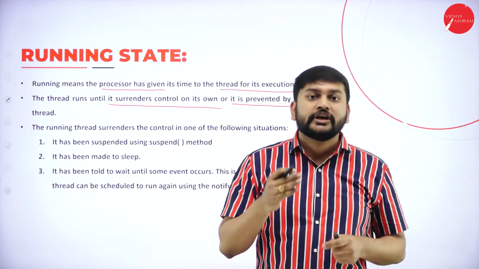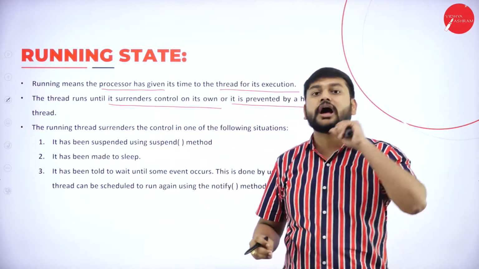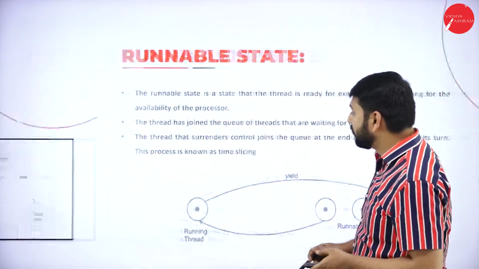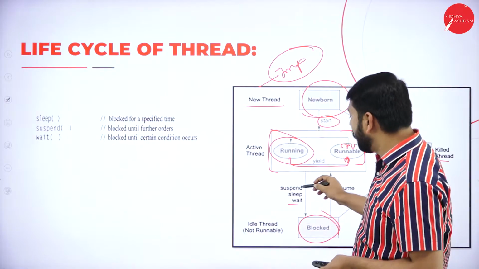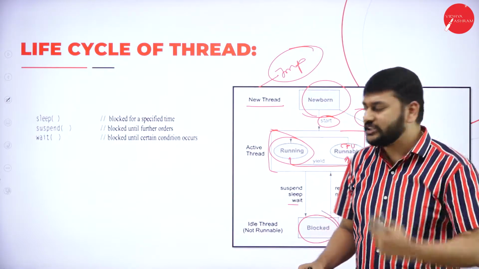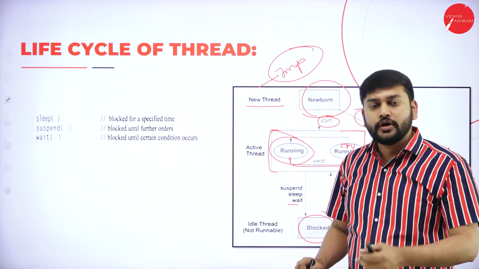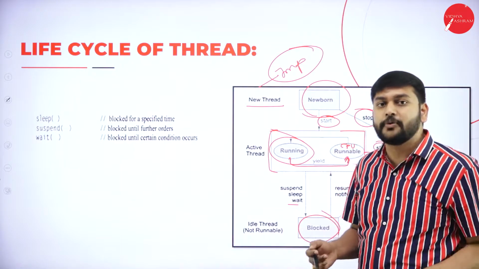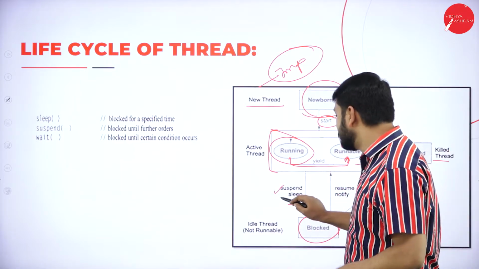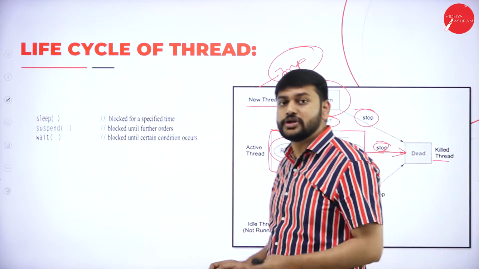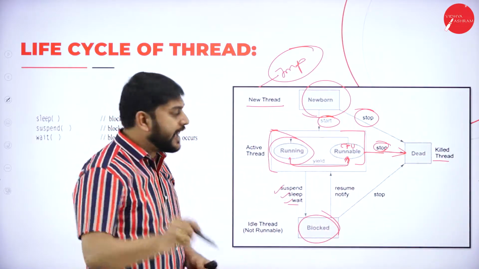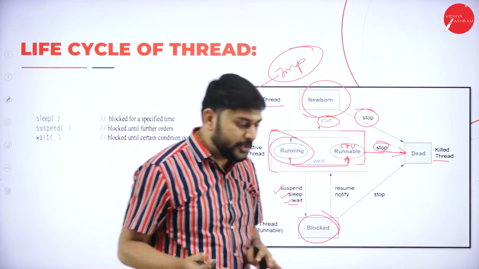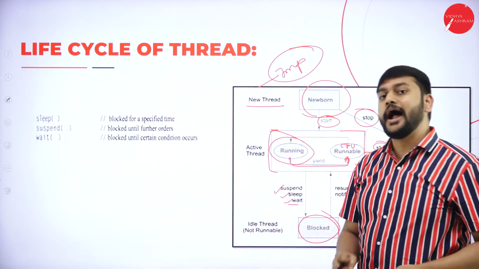Or suppose any other thread has got the highest priority at that particular point of time. Say, for example, I am executing some thread, and another thread comes which has the highest priority. Then what should I do? I should stop that particular thread. With the help of suspend, sleep, or wait, I will call any of these functions, and the thread which was being executed will move to the blocked state. This also can be possible, is what you need to remember.